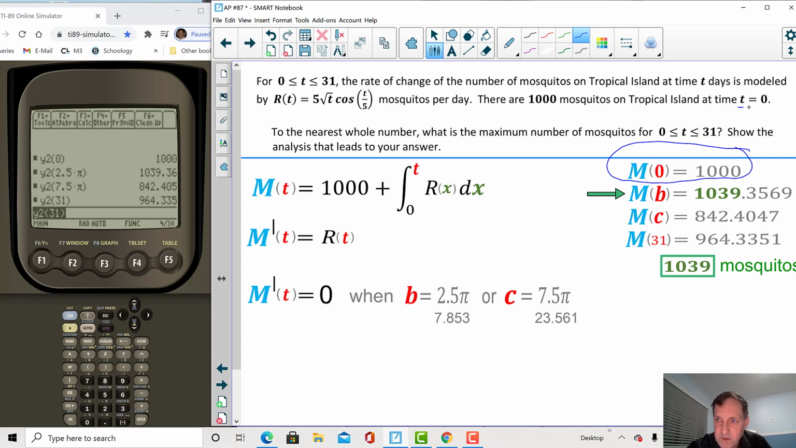Now I do want to tell you that you don't have to type this one in your graphing calculator. That's because it tells you that when t is 0, you already have 1,000 mosquitoes. So when the time is 0, you have 1,000. So don't waste your time plugging that into the graphing calculator.